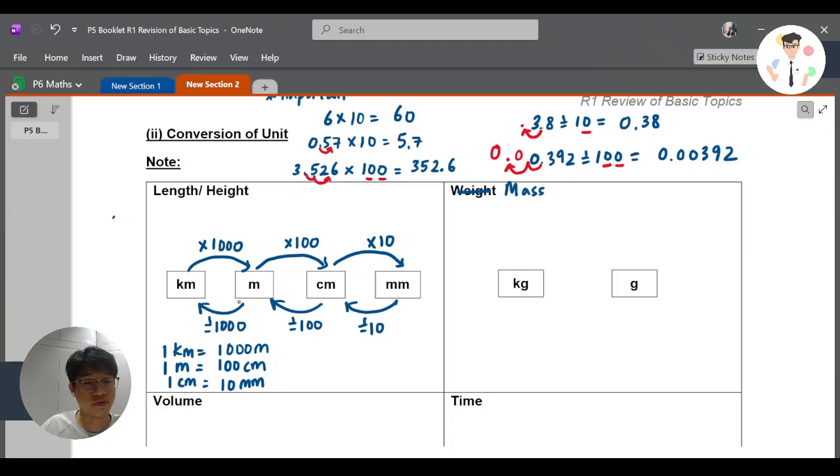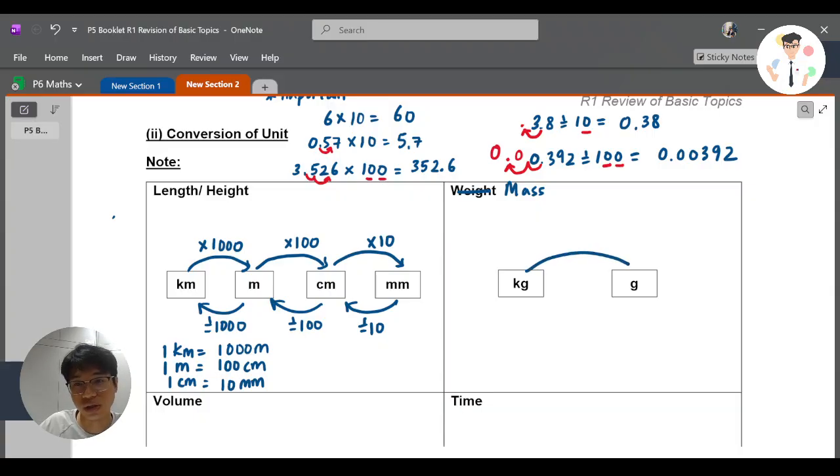Okay, and this is very, very important, and you should know this so that you are able to do all the conversion of unit. And again, perhaps this will not be just a single question in PSLE, but you'll be doing something difficult, and at the end, you need to convert the unit. So let's come to the next one, mass.